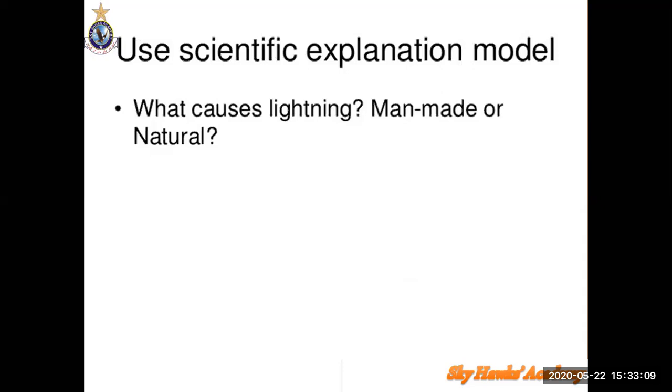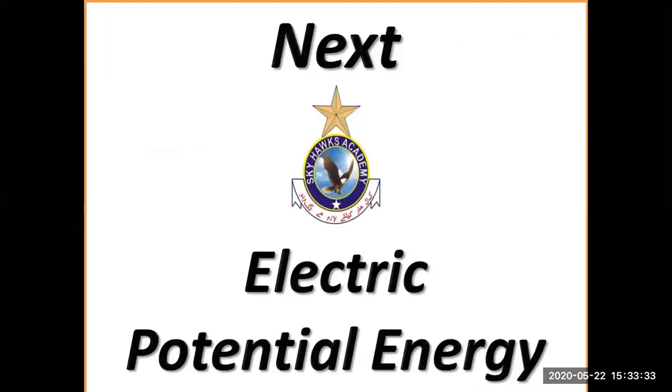Use the scientific explanation model: what causes lightning, man-made or natural? So what causes lightning? You will have to search this, or see your books, and you will get a reasonable few lines answer for this question. Sometimes this type of question may be asked. Next is electric potential energy. As we have seen, the two bodies behave in certain ways when we place them, and so we will get the electric potential energy. That will be our next topic.